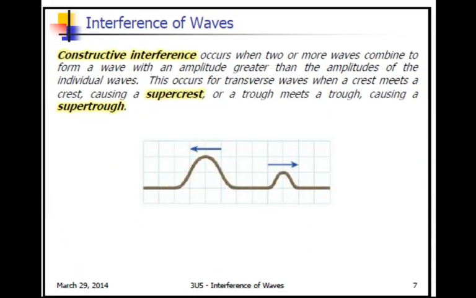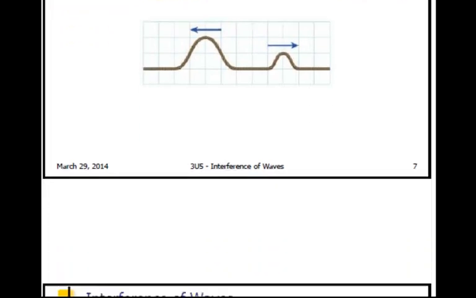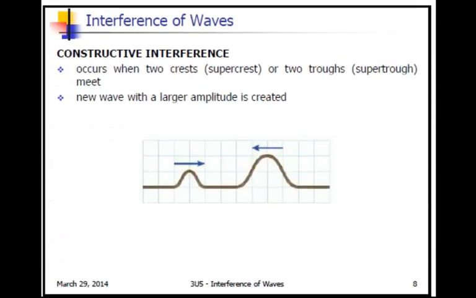So let's look at constructive interference. If we have two waves of the same amplitude and wavelength, and they meet at two crests, we have a supercrest created. Same thing, but if they meet where they have two troughs, we have a supertrough created. Those are periods of constructive interference, because when we add them together, we have an amplitude greater than the original amplitude. Even though one is a trough and it's below the rest position, it's still constructive interference. Keep that in mind. So constructive interference occurs when we have either a supercrest or a supertrough. A new wave with a larger amplitude is created.